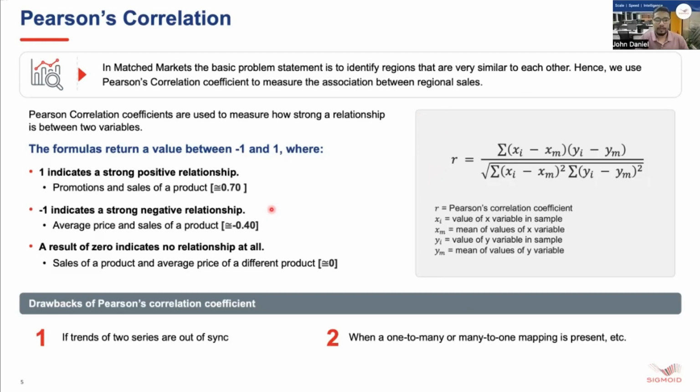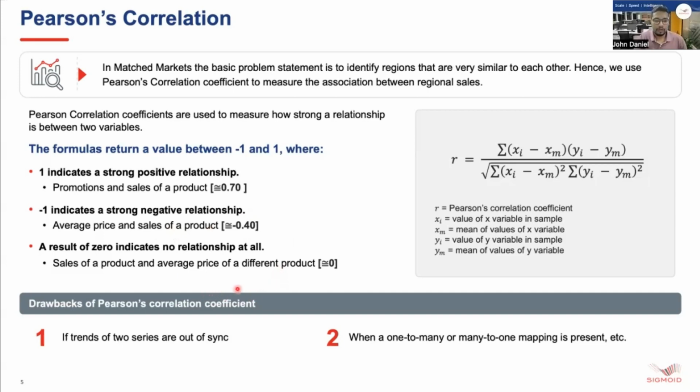-1 indicates a strong negative relationship. For this, we could consider the average price and sales of a product. If the average price is increased, the sales is expected to go down and hence a negative value. A result of 0 indicates no relationship at all. For this, we could consider any two unrelated features such as sales of a product and average price of a different product.